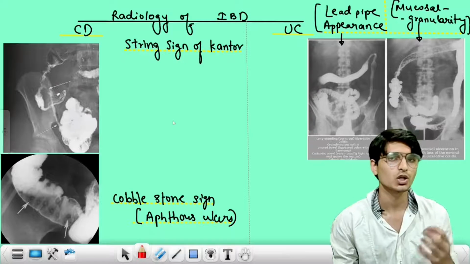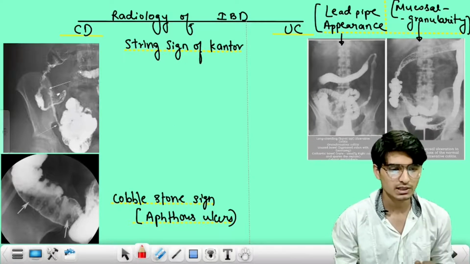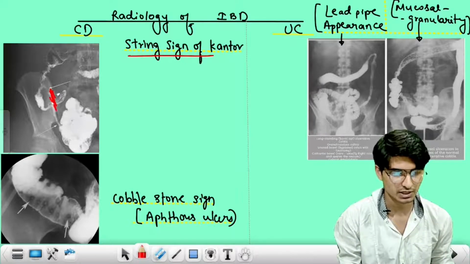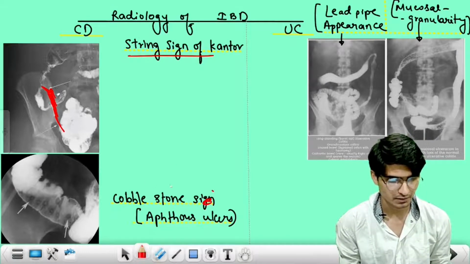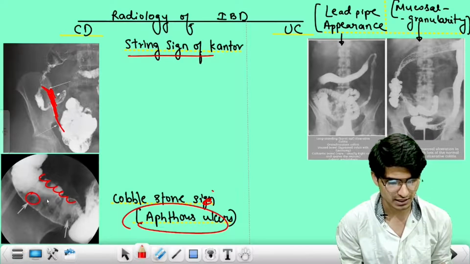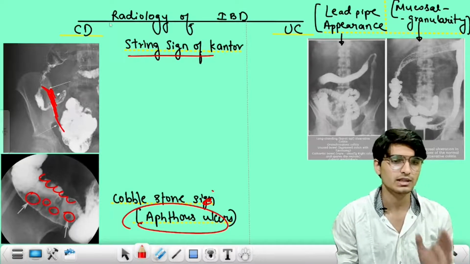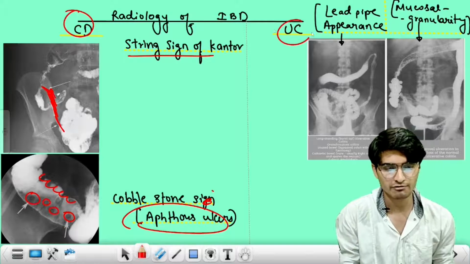So now we will go for a quick radiology review here. Number one thing is the string sign of Kantor, that is the string sign of Kantor here, the narrowed terminal ileum here, and subsequently the cobblestone appearance here. Okay, there is the cobblestone appearance here, and the aphthous ulcers. These are the aphthous ulcers there. These are the findings of CD, and now we will go for the findings of UC.